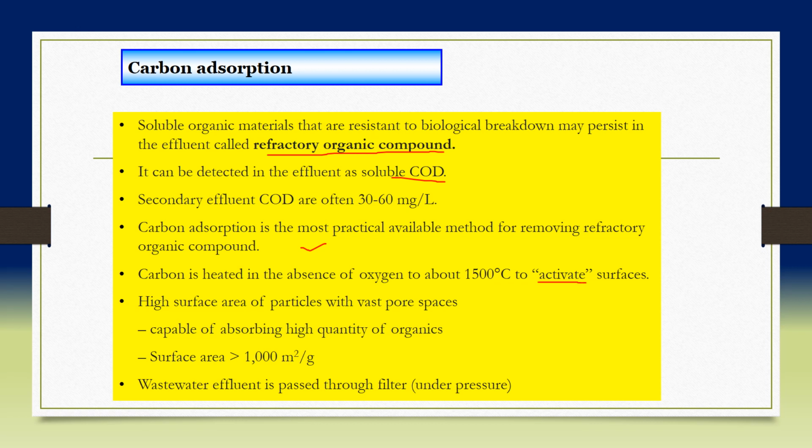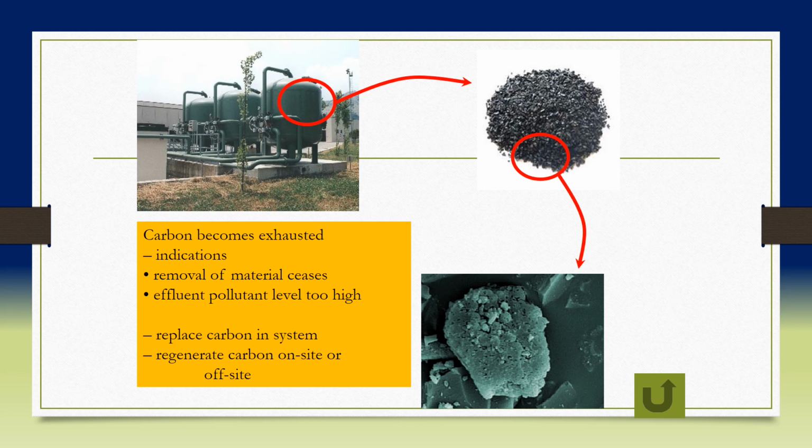So this activated carbon will be heated in the absence of oxygen at about 1500 degrees Celsius. Dan bila dia dah jadi activated carbon, barulah dia boleh melalui proses adsorption, okay, to remove the COD, BOD and suspended solid. Okay, so ni contoh activated carbon lah. So kalau awak buat rice husk tak jadi hitam macam ni, belum jadi activated carbon sebab kita belum panaskan dia pada suhu 1500 dekat dalam furnace.